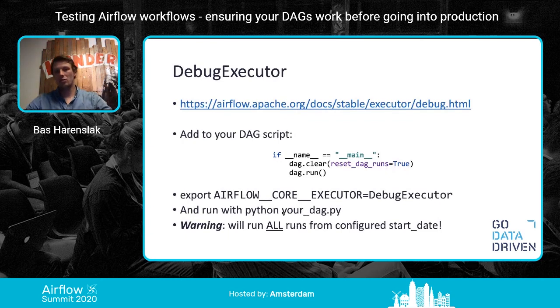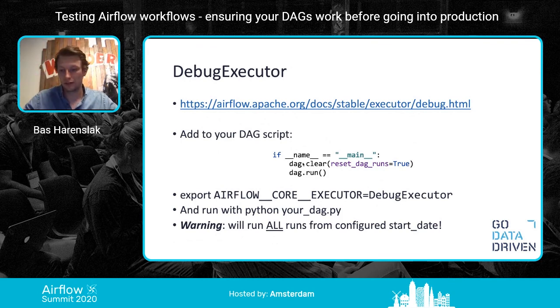There's two more ways to debug. One is the debug executor, added in some recent Airflow version. Basically, you have to say export AIRFLOW__CORE__EXECUTOR=DebugExecutor, and add this to the end of your DAG script. And then you can run your entire DAG just by saying python your_dag_script. And it will run all the tasks in your DAG, basically in the order that you define them. So you don't have to click on trigger DAG, but just can run it from the command line.